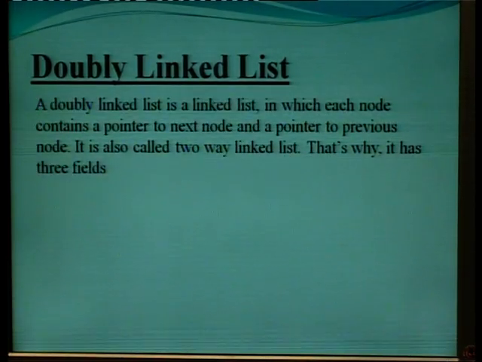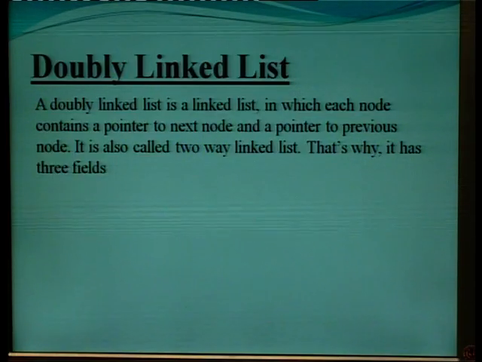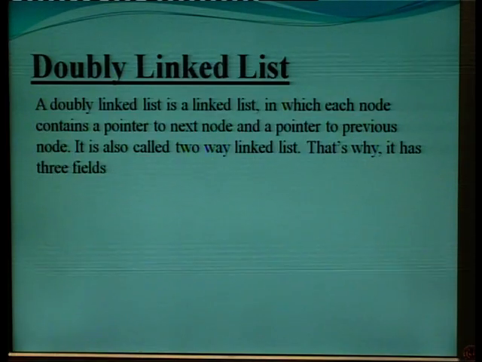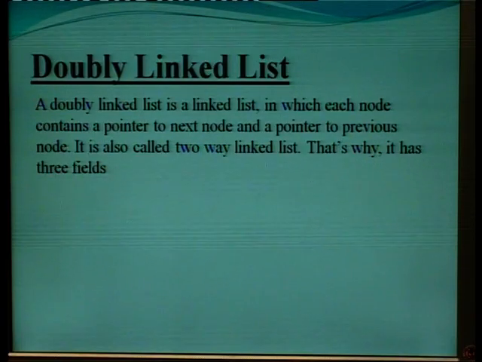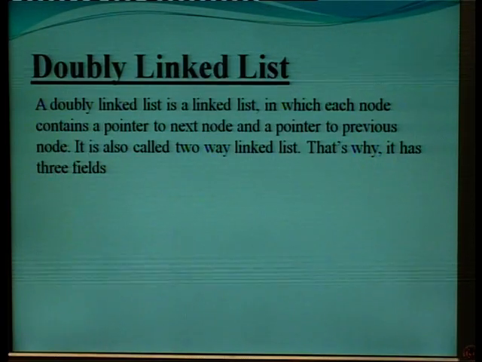So let us start with our topic, that is doubly linked list. A doubly linked list is a linked list in which each node contains a pointer to the next node and a pointer to the previous node. It is also called a two-way linked list. That is why it has three fields.